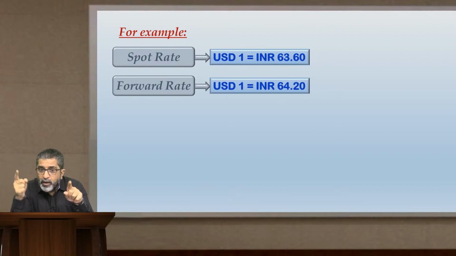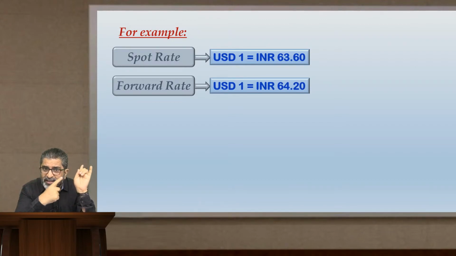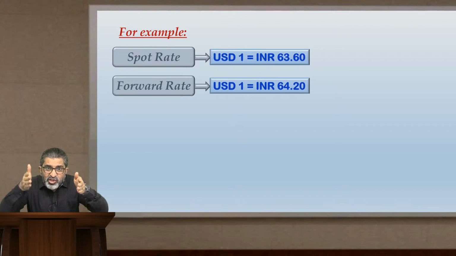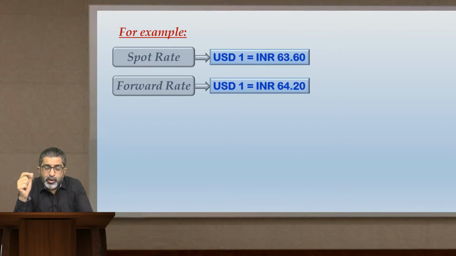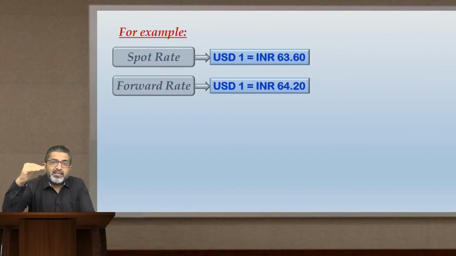I repeat, first, you understand that in this example, the quote is given for USD, right? And the forward rate is greater than the spot rate. So USD is cheaper now. USD is going to become a little expensive later. That is the indication over here. That means the USD price is going to rise. And when the USD price is going to rise, we say that US dollar is appreciating against Indian rupee. In other words, Indian rupee is depreciating against US dollar.